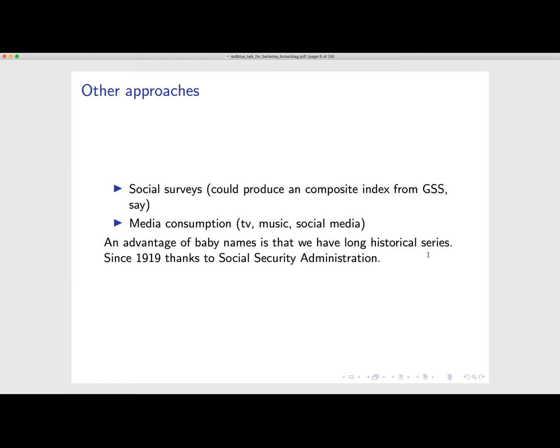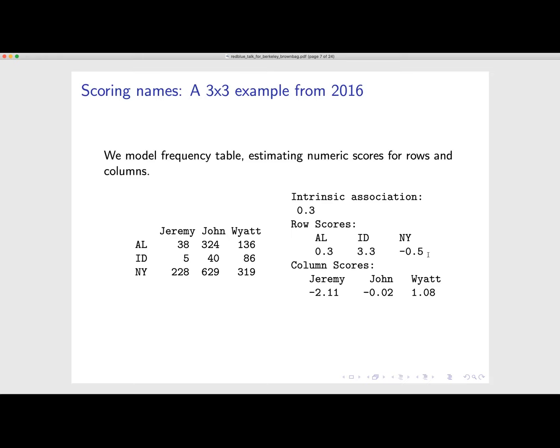Okay, so before I show you the model, I'll show you the output from the model. Here's the kind of raw data that we'll have. We'll have 50 states, I believe, and we'll have lots of names. In fact, one could have thousands and thousands of names, for good reason. We're going to limit ourselves to the top, I believe it's 25 names, but I'll talk about that in a minute. But for this example, let's pretend this is real data. This is real data, from 2016.